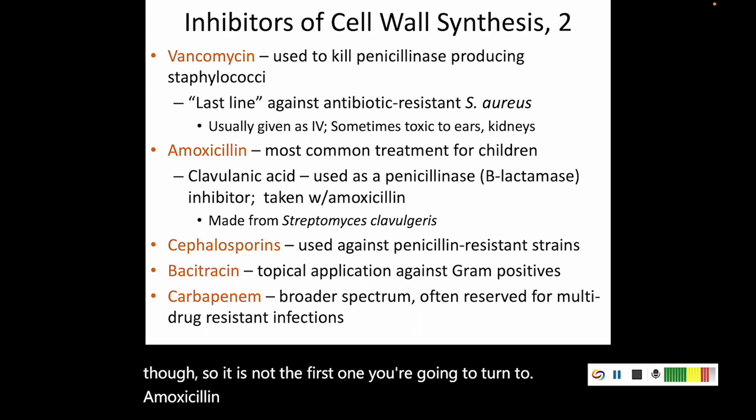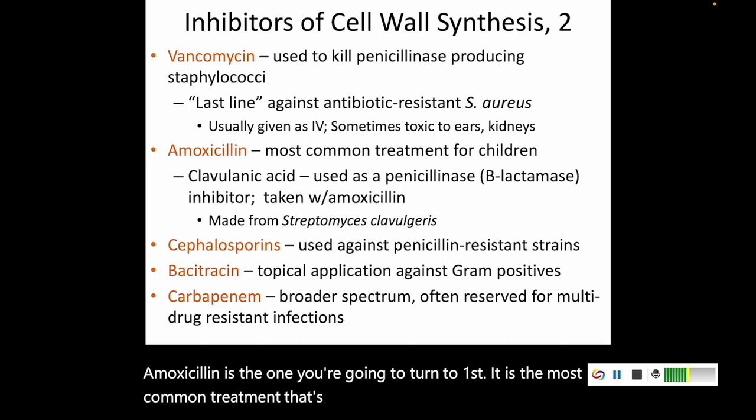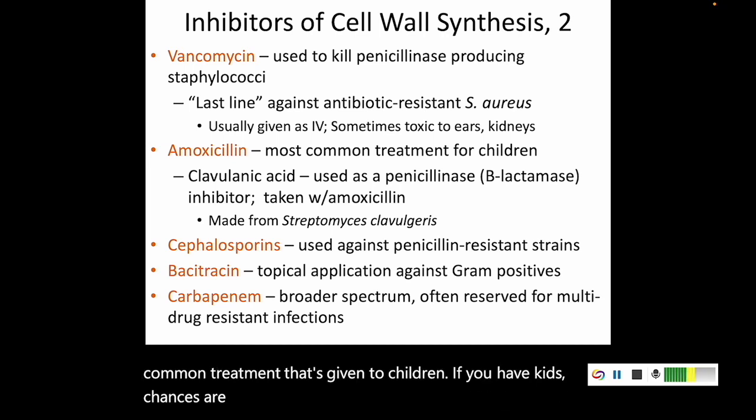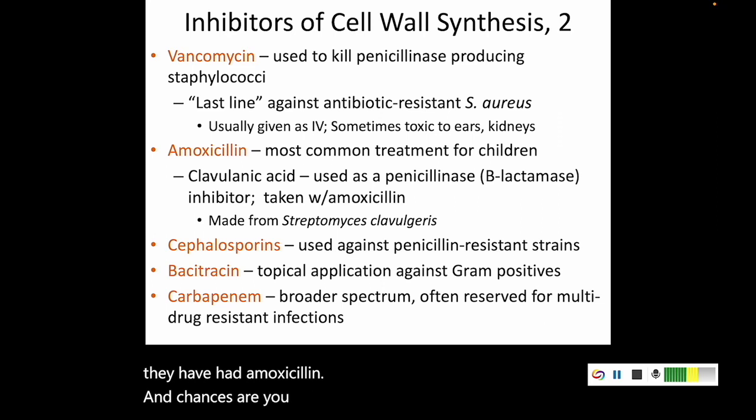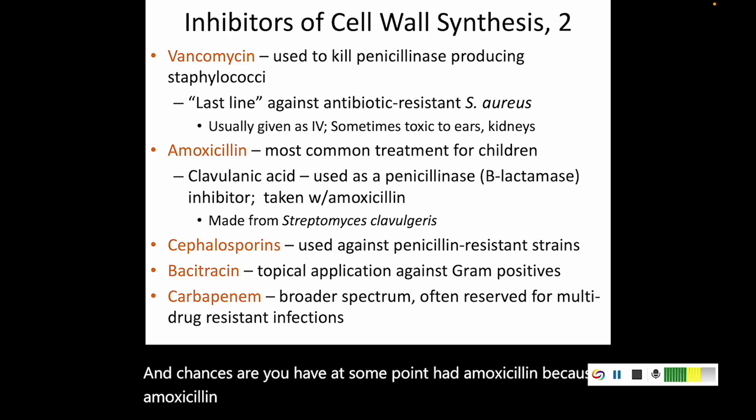Amoxicillin is the one you're going to turn to first. It is the most common treatment that's given to children. If you have kids, chances are within the first few years of their life, at some point, they have had amoxicillin. And chances are you have at some point had amoxicillin. Because amoxicillin is able to be cleaved by penicillinase, we are going to combine it with clavulanic acid.